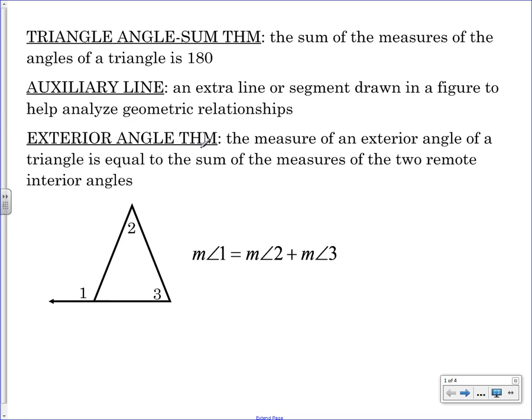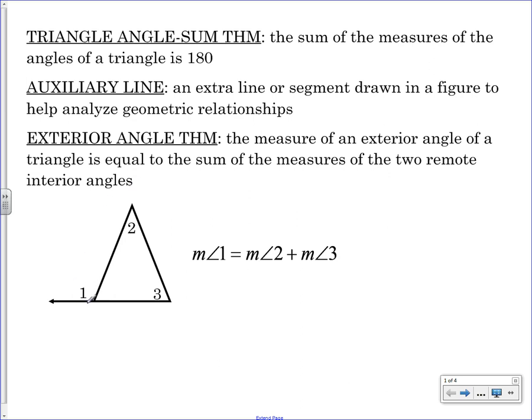Exterior angle theorem. This is probably new for you. The measure of an exterior angle of a triangle, so exterior means outside, right, is equal to the sum, fancy for plus, of the measures of the two remote interior angles. So let me show you what that means with the picture, okay?